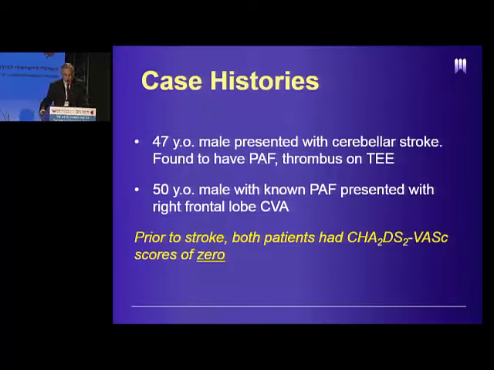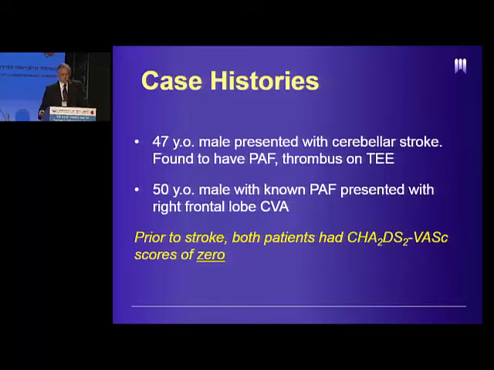My particular interest in this really arose about 5 years ago when I saw these 2 patients 1 month apart from each other in my office. The first was a 47-year-old male who presented while he was on a business trip in Texas somewhere with a cerebellar stroke. He was found to have paroxysmal atrial fibrillation in the hospital, and a TEE demonstrated thrombus. And then he came to see me for further treatment. He had no other prior medical history.